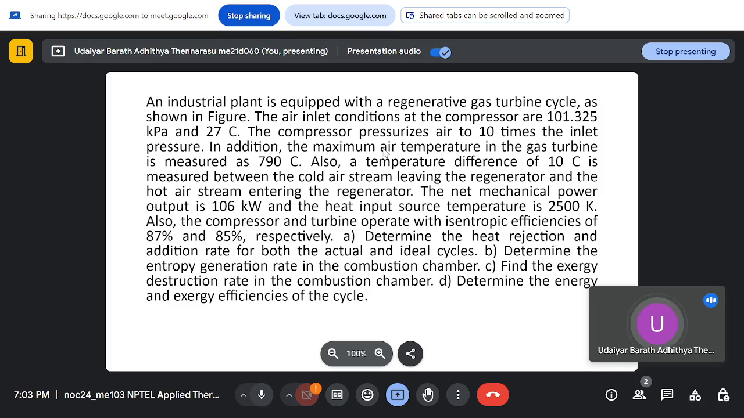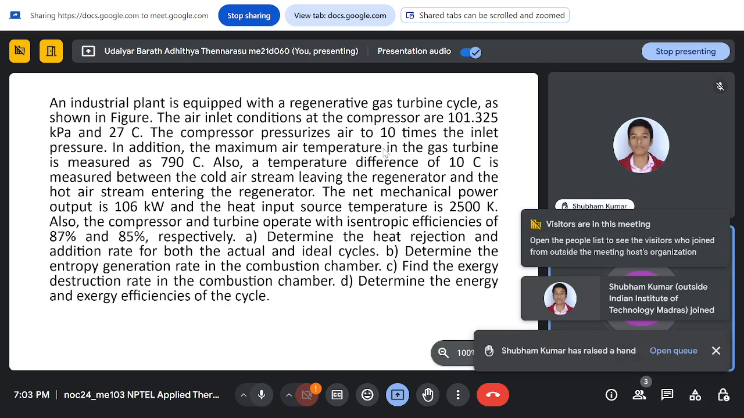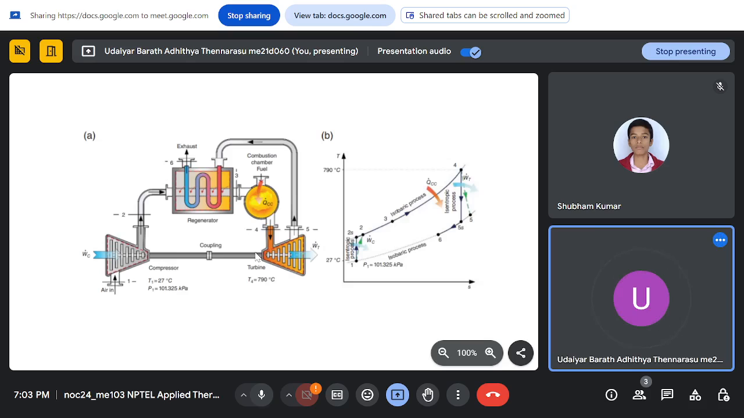So the temperature difference at the hot end is given, that is 10 degrees Celsius. And your net mechanical power output is given as 106 kilowatt, and the heat input source temperature is given as 2500 Kelvin. Your isentropic efficiency is also given for both the compressor and the turbine. So we'll see how to solve this.